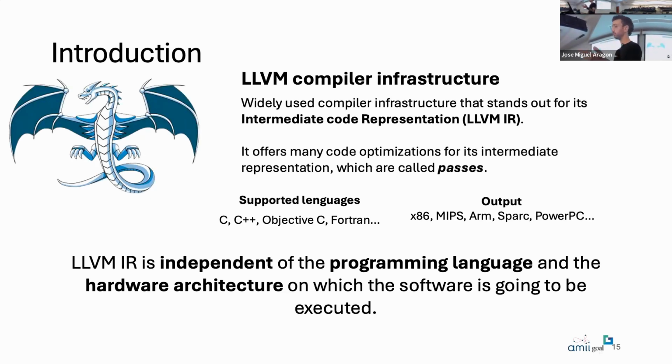For this work, it's also important to introduce the LLVM compiler infrastructure. This is a widely known compiler infrastructure that stands out for its intermediate representation of code. This intermediate representation, LLVM IR, is independent of the programming language and the hardware architecture. That means you can change the front-end and the back-end parts of your compiler pipeline, and adapt them to generate LLVM IR from any programming language, and also generate the specific output for any hardware architecture.